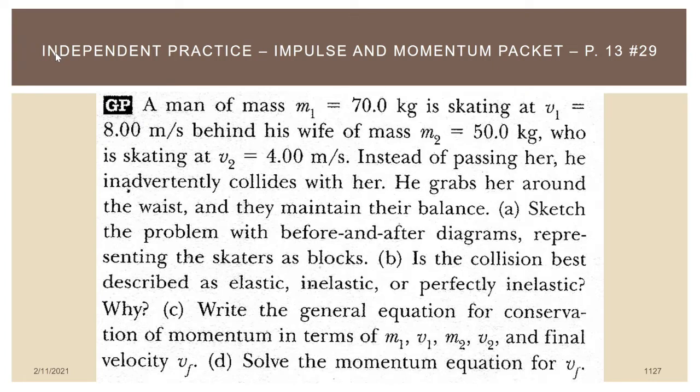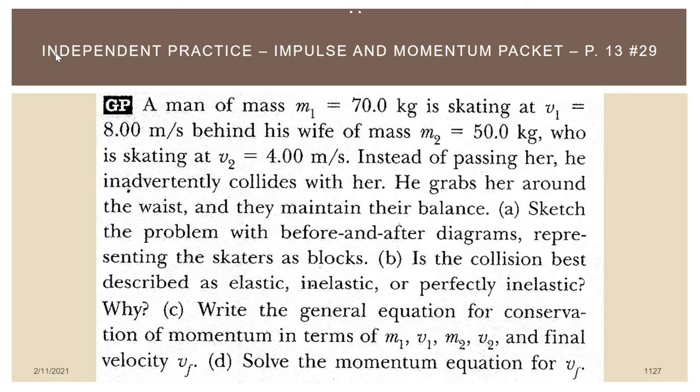This problem says a man of mass M1 of 70 kilograms is skating at V1, 8 meters per second, behind his wife of mass M2, 50.0 kilograms, who is skating at V2 equals 4 meters per second. Instead of passing her like a doofus, he just crashes right into her. He grabs her around the waist, and they maintain their balance. It's a very inartful way of having an actual problem with human beings where they get, quote unquote, stuck together, but that's the idea.